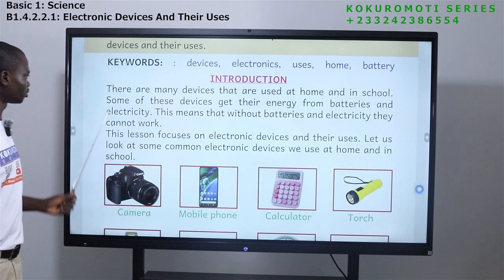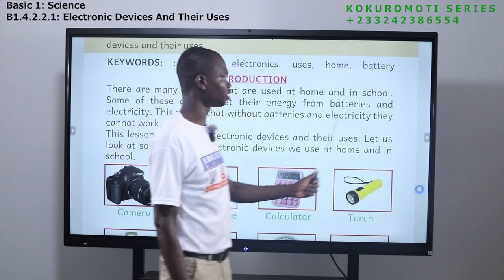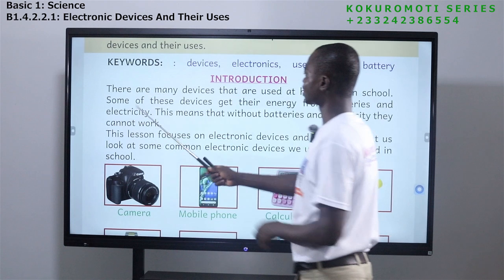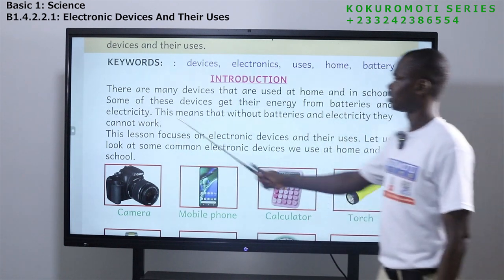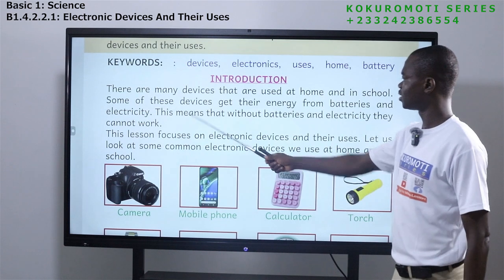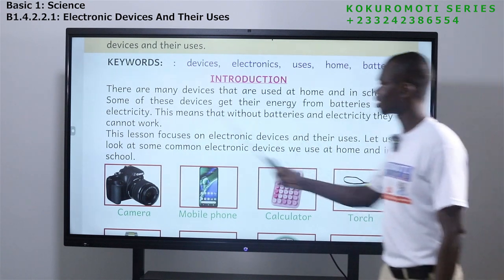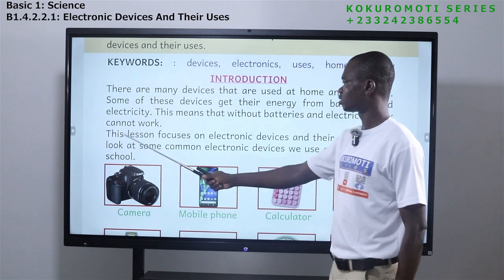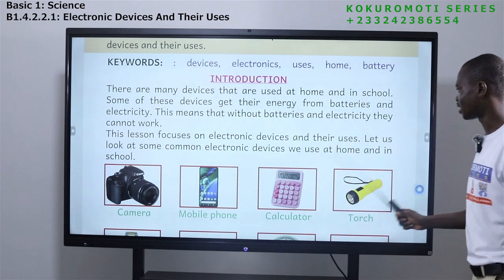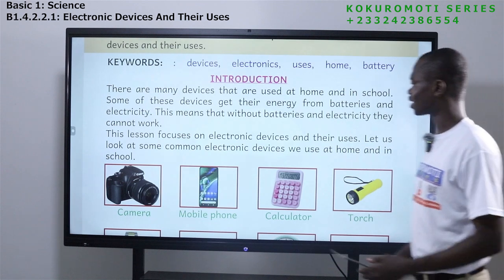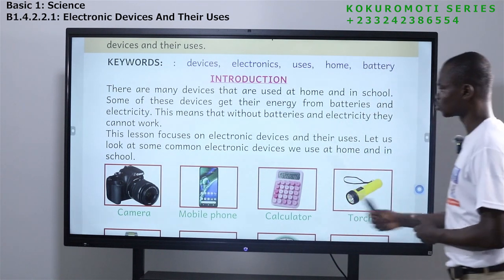Let's continue. There are many devices that are used at home and in school. Some of these devices get their energy from batteries and electricity. This means that without batteries and electricity, they cannot work. So today's lesson focuses on electronic devices and their uses. Let us look at some common electronic devices we use at home and in school.